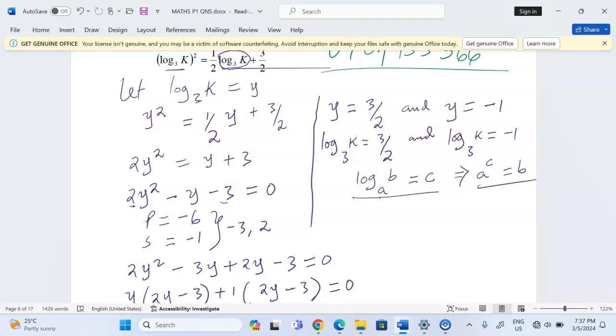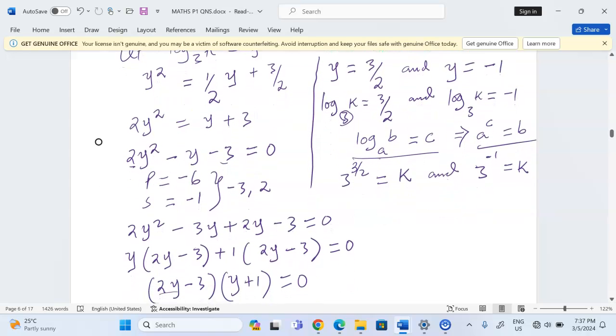So this means in the first case, when we take 3 power 3 over 2, it should give us the value of k, and also 3 to the power of negative 1 should also give us k. So we have two values of k. When we raise to a negative power, we just need to take 1 out of 3. This is equal to k. So the first value of k is going to be a third.